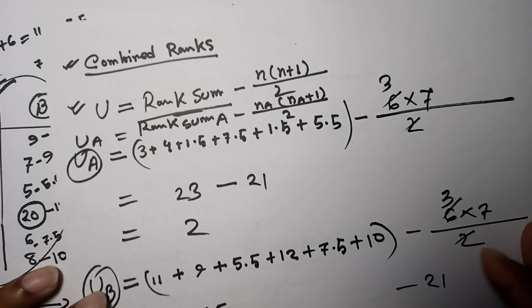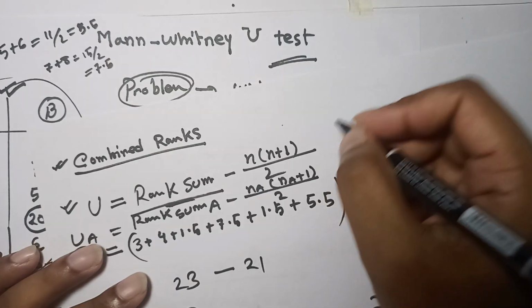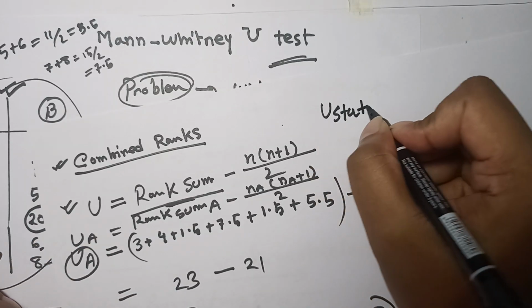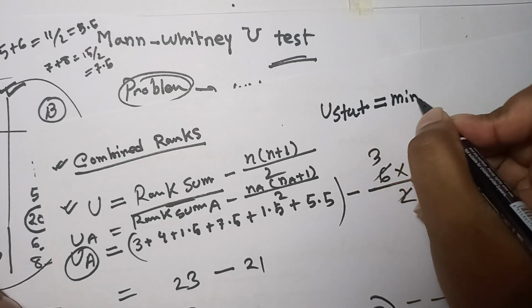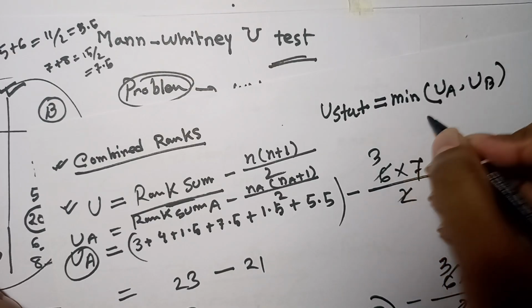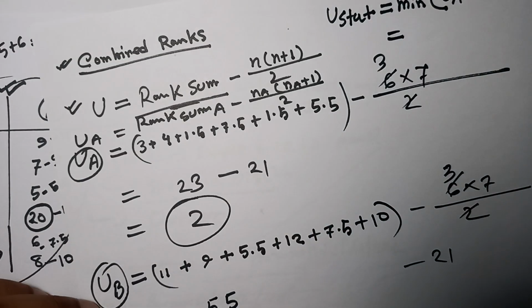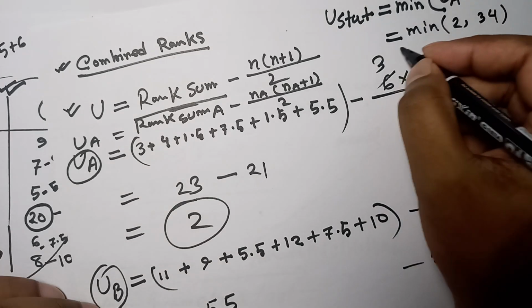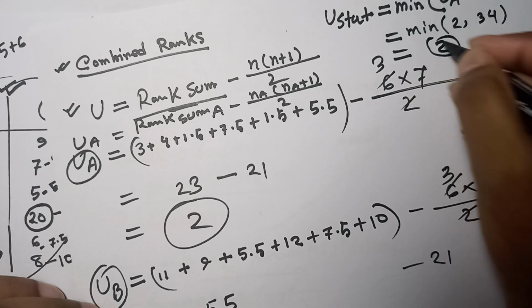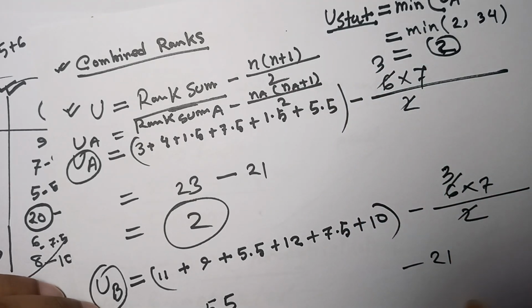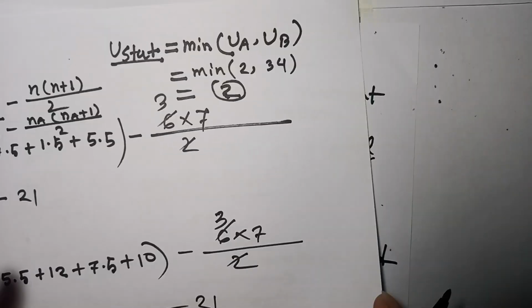And we will select the U statistic as the minimum of UA and UB, and the minimum here is 2. So I write a few lines, 2 and 34. The minimum is 2. So exactly the U statistic here is 2. Okay, we found our U statistic. Fair enough.